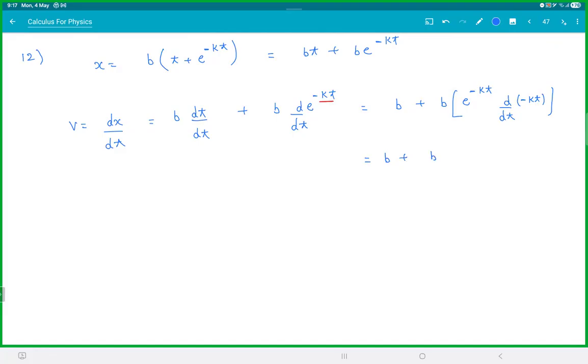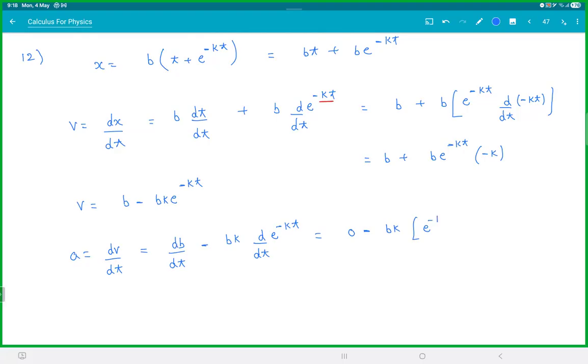That would be b into e power minus kt, and you end up with a minus k there. So you get velocity v is equal to b minus bk e power minus kt. You want acceleration, differentiate this again. That would be dv by dt: minus b and k, both are constant, d by dt of e power minus kt. B is 0, this is minus bk. You end up with e power minus kt, then differentiate that kt again.